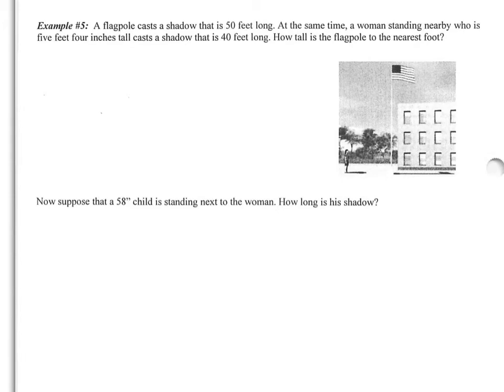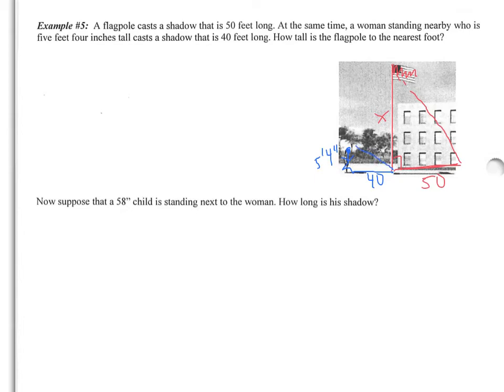Okay, so here we have our flagpole, as you can see. It casts a shadow 50 feet long. So hopefully we all remember that a shadow goes on the ground. And let's assume that the flagpole is perpendicular to the ground. Okay, at the same time, a woman standing nearby. So then I have this little woman right here. She's 5 feet 4 inches tall. She casts a shadow that is 40 feet long. How tall is the flagpole to the nearest foot? So this is what I'm looking for. Okay, I have two similar triangles.